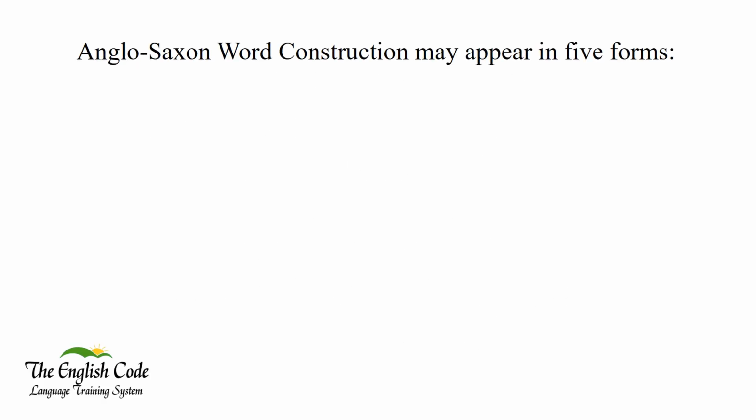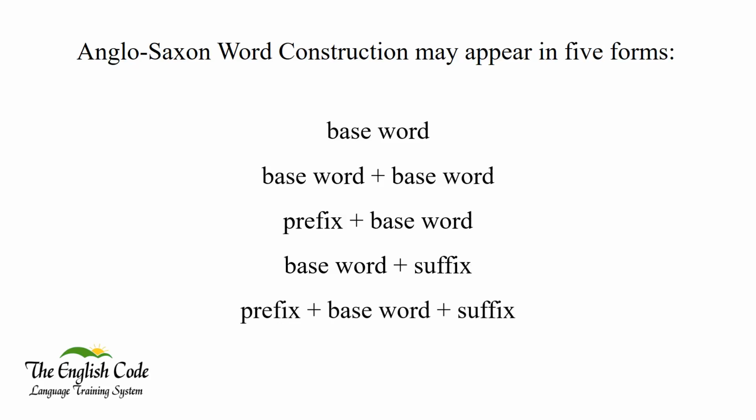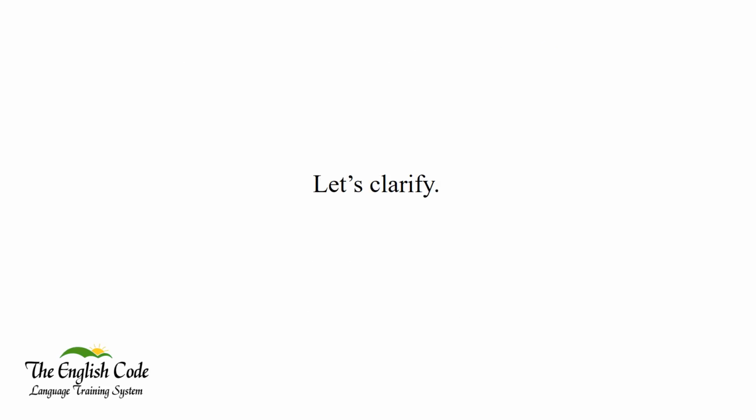Anglo-Saxon word construction may appear in 5 forms. You may have a base word, a base word plus a base word, a prefix plus base word, a base word plus a suffix, or a prefix, base word, and a suffix. Let's clarify.